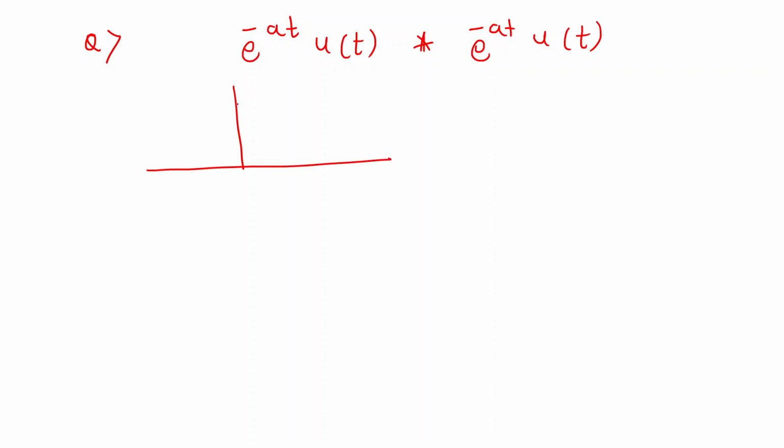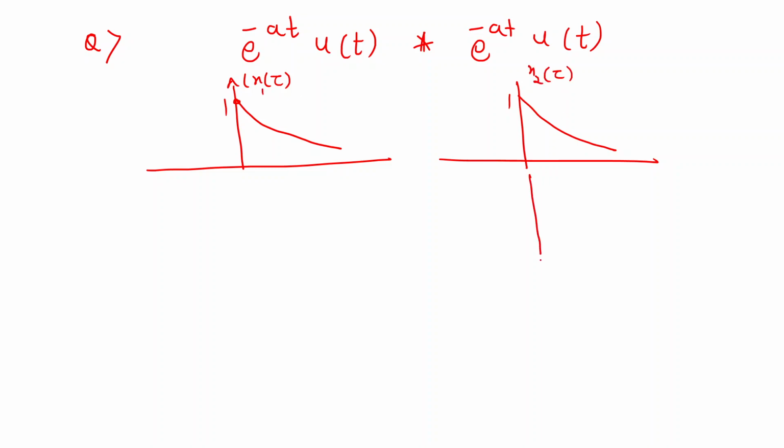Just one graphical question I am doing for you. Let's say the question I told you, e to the power minus t u of t, convolution with the same signal, e to the power minus a t u of t. Graphically, the first graph will be like this, right? Amplitude 1. The second one is the same signal. This is 1. So this is x1 of tau. This is your second signal, let's say x2 of tau.